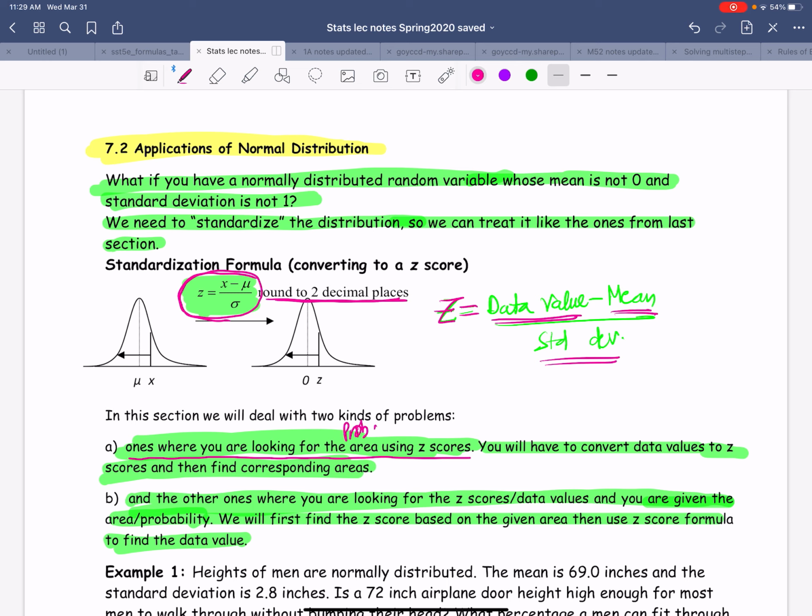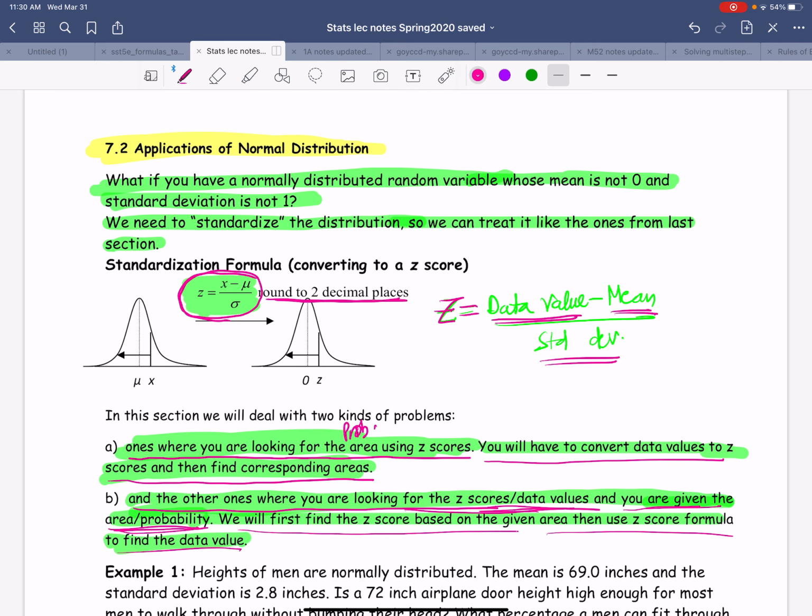In one type of problem, we will be looking for the area to the left of a z-score, to the right of a z-score, or in the middle of two z-scores. In that case, we'll have to convert data values to z-scores and then find the corresponding areas or probabilities. In the second kind of problem, we will be looking for the z-score or data value, and we'll be given the area or probability. In that case, we'll first find the z-score and then proceed to find the data value.